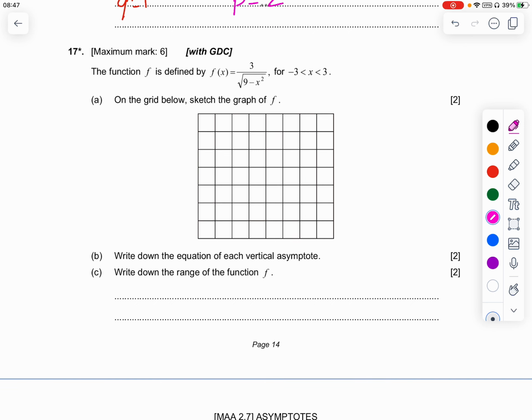Question number 17. The function f is defined by this one. Draw on the grid the graph of this, with GDC between -3 and +3. So he is asking us to draw with the help of GDC. So this is -3, -2, -1, 1, 2, 3, and it is passing through 1. So it is approximately in this shape.